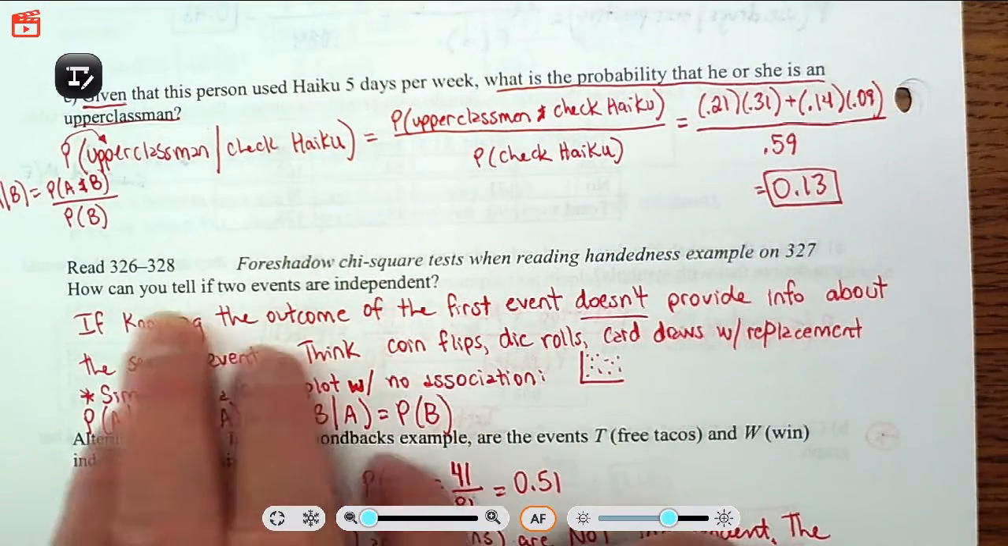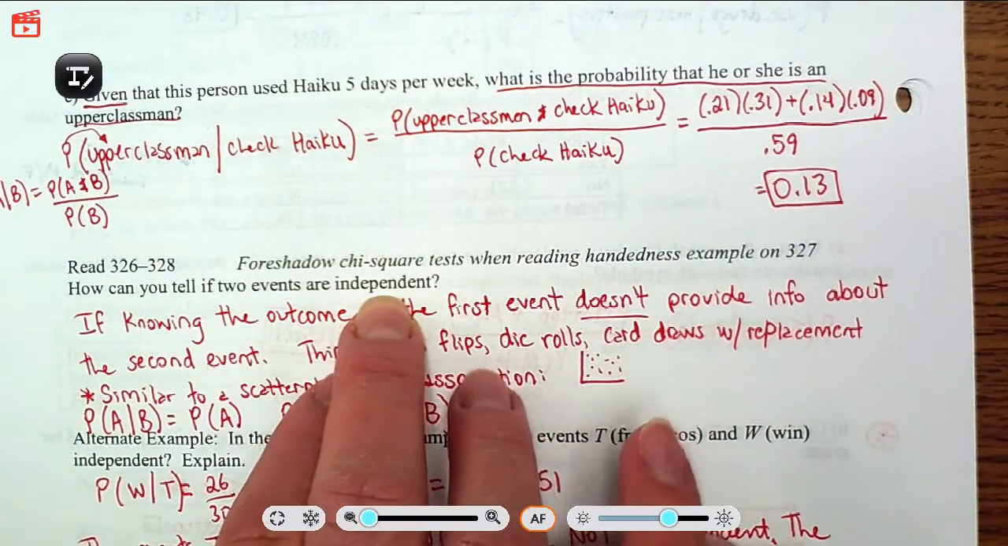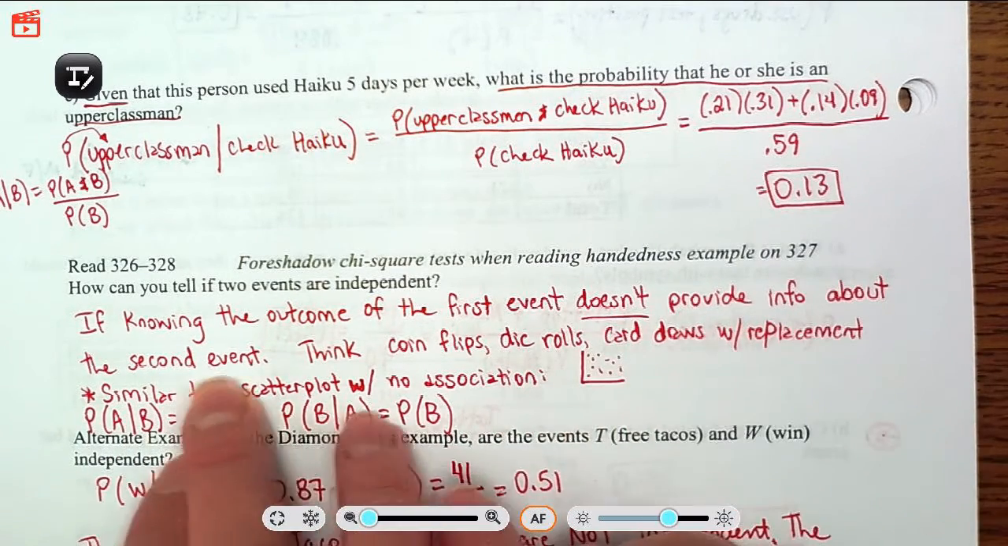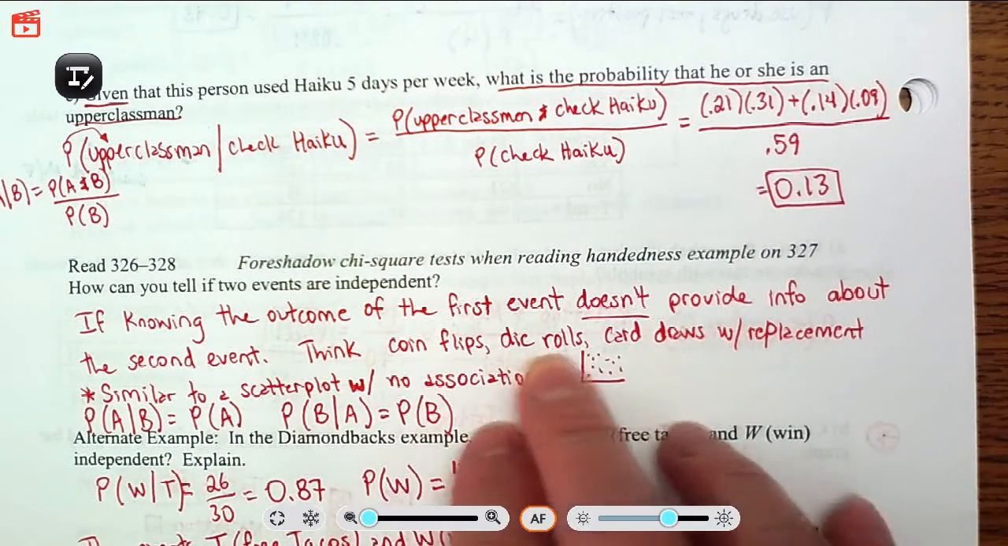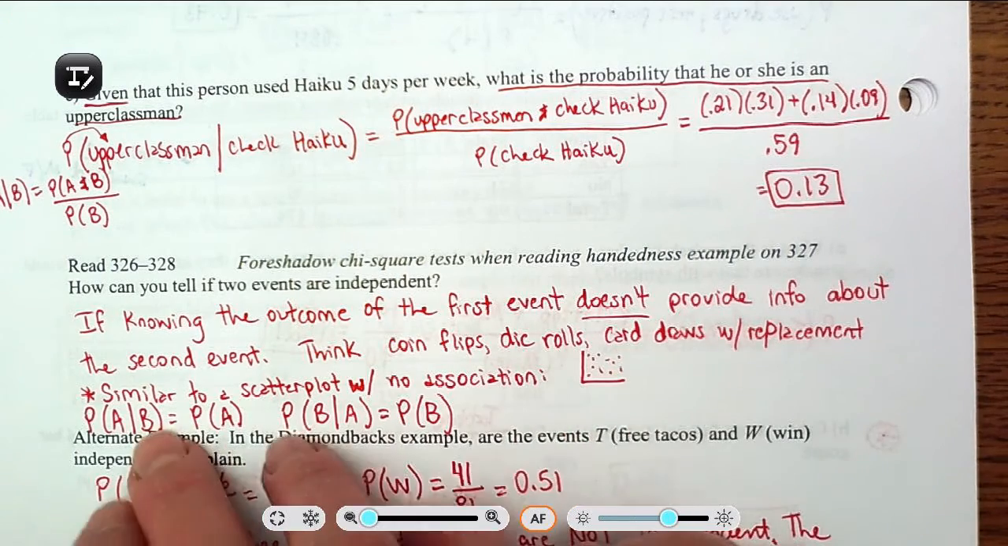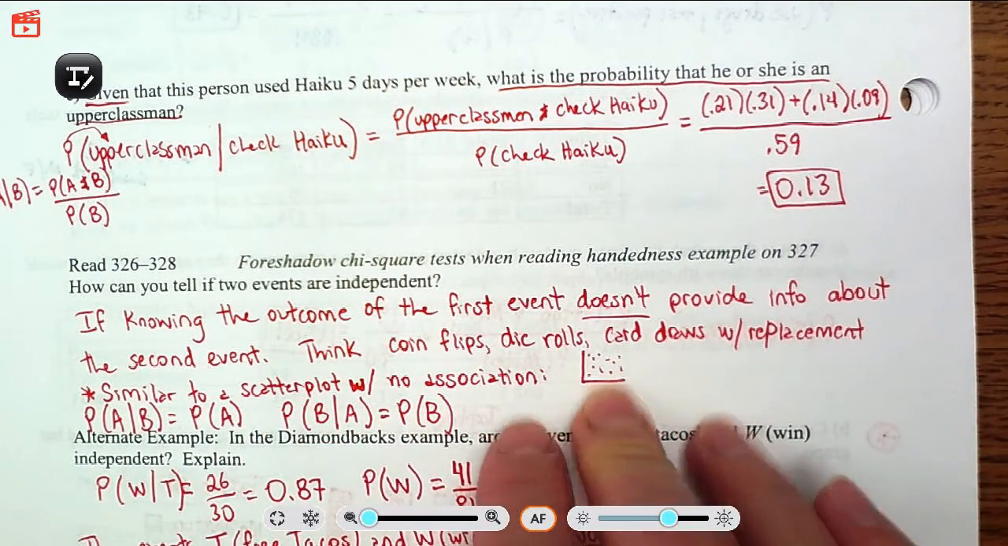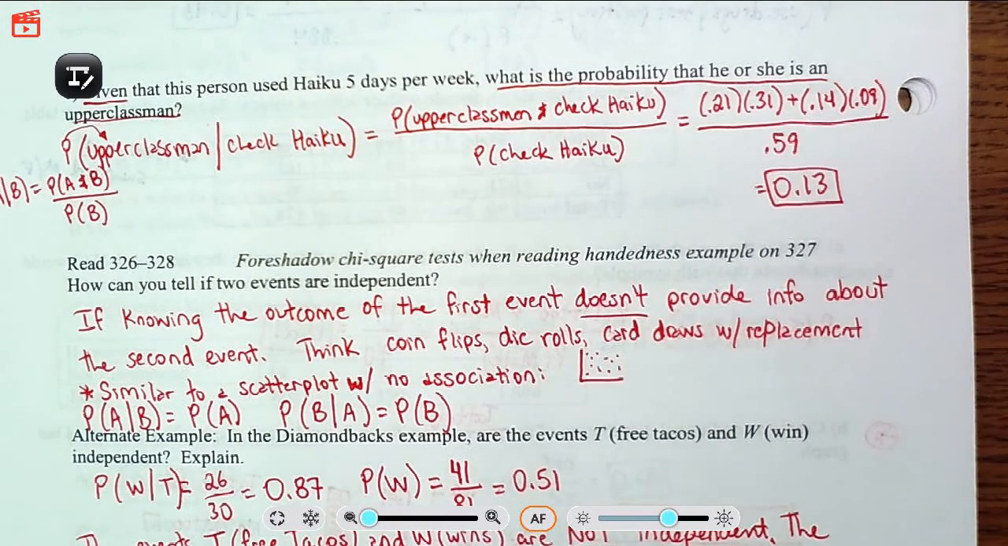All right, so how can you tell if two events are independent? If knowing the outcome of the first event doesn't provide information about the second event, think about coin flips and die rolls and card draws with replacement. They're similar to a scatter plot with no association. So two events are independent if knowing the first one tells you nothing about the second one.